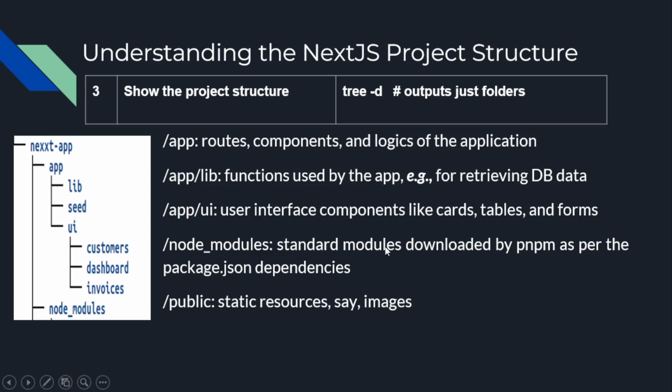The node modules comprise standard modules downloaded by pnpm as per the package.json dependencies requirements. Because the package.json, which is in the root of the project, is as always the main configuration file of the project. And public contains various static resources of the project, say images and logos and whatever.